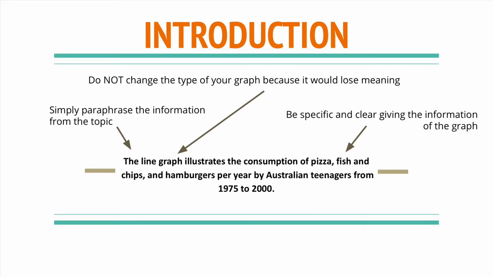And here is the answer. The line graph illustrates the consumption of pizza, fish and chips, and hamburgers per year by Australian teenagers from 1975 to 2000.